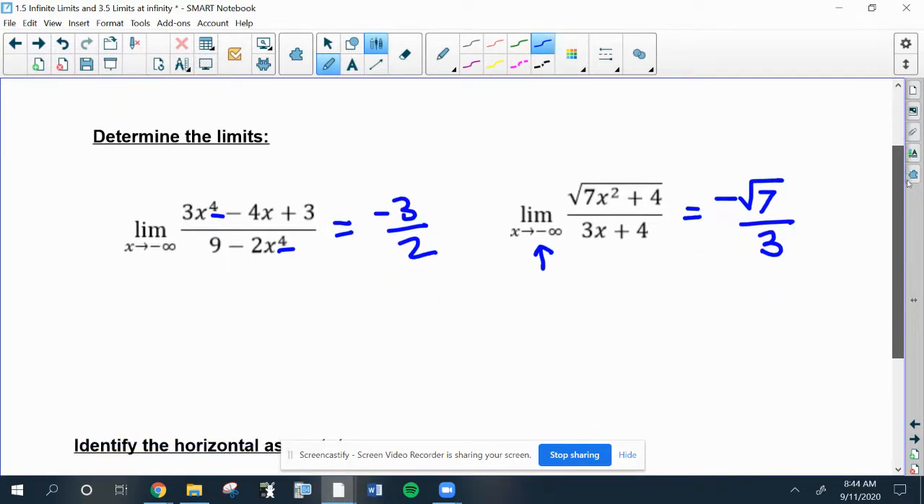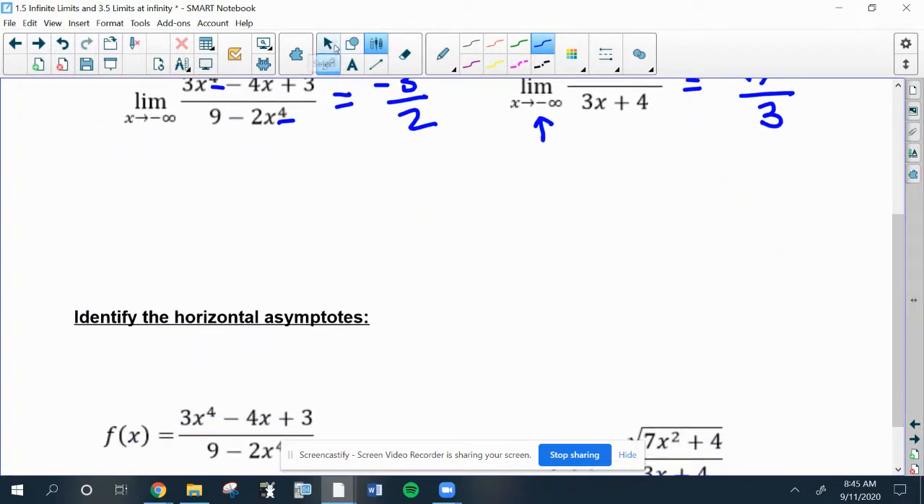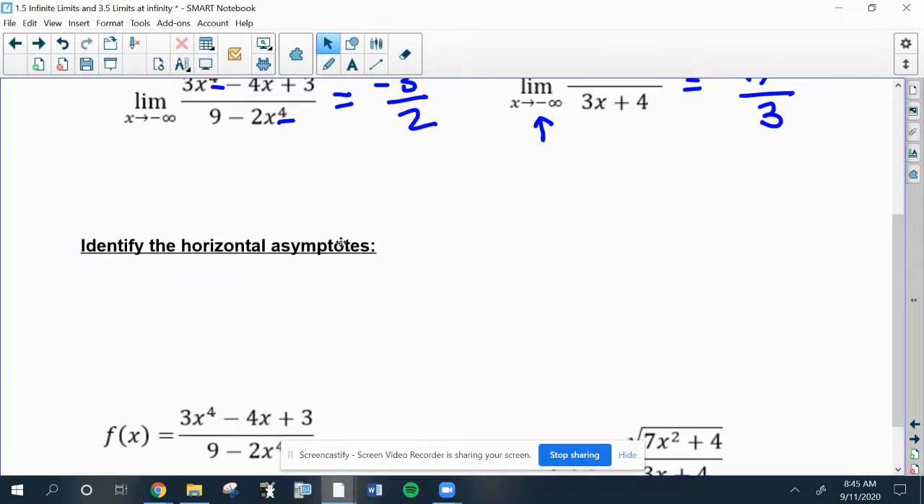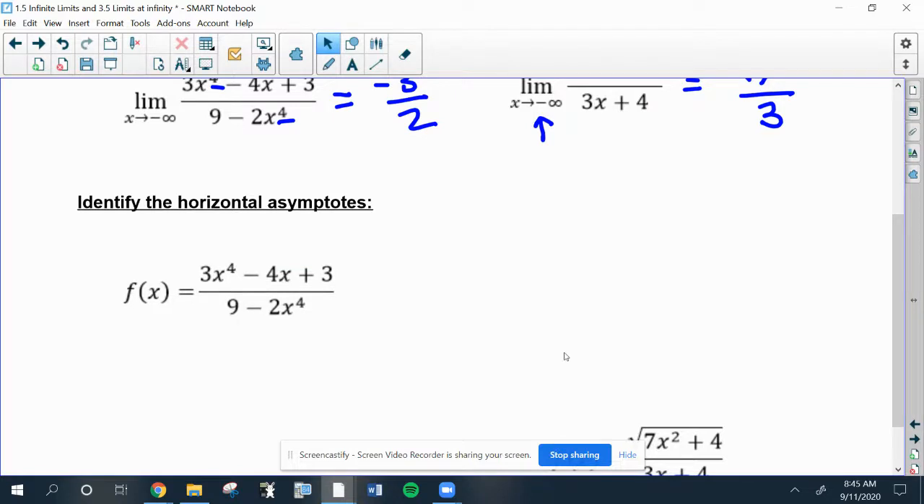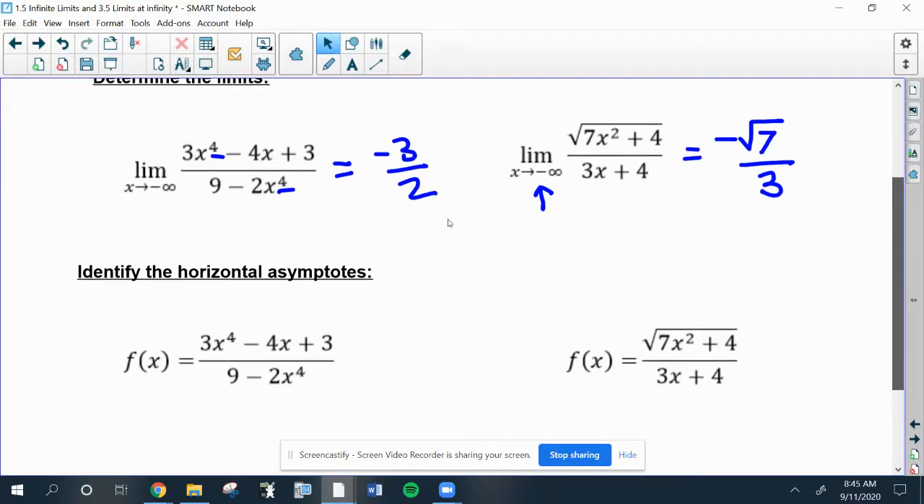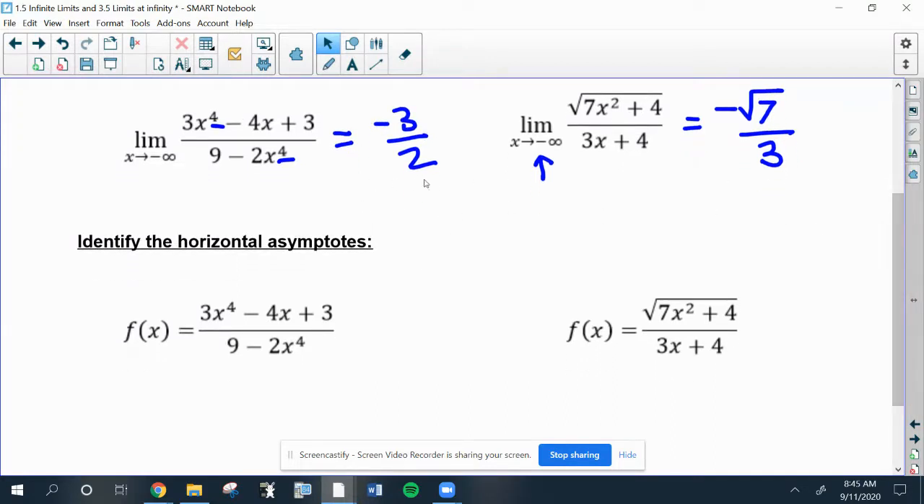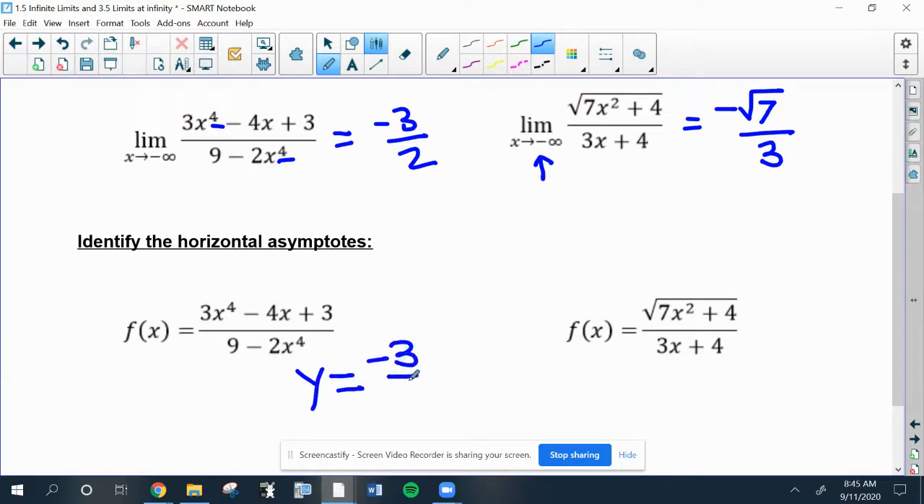Now, if the question were identify the horizontal asymptotes, you're going to go through the same process. You have to make sure you answer the question. So for this one, we already know what the limit as x goes to infinity is, or negative infinity, but we know because it's a rational function, it's the same both ways. So the answer is the same up top, except that a horizontal asymptote is a horizontal line, so you need to say the horizontal asymptote here is y equals negative 3 over 2.